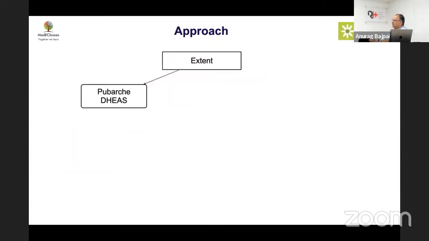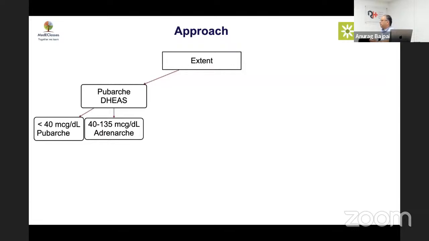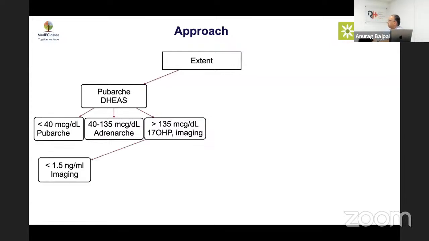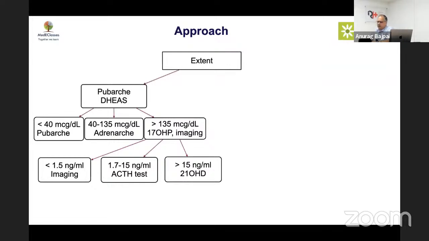So first of all, look at the extent. If it's only pubarche, look at DHEAS levels. If the DHEAS is less than 40, this is pubarche. 40 to 135 is adenarche, and more than 135, you need to evaluate for adrenal pathology in that perspective. And then you can decide whether you need an evaluation for CAH. If it's just vaginal bleeding, look for a local cause.